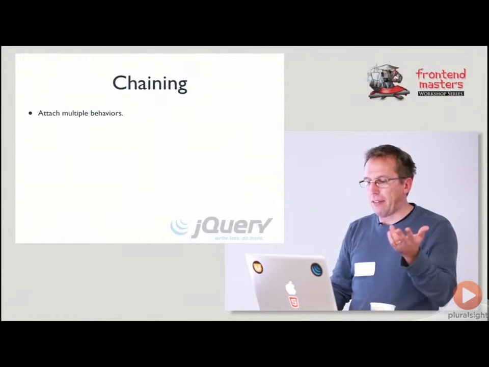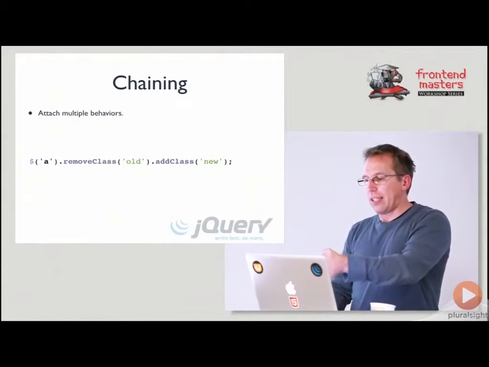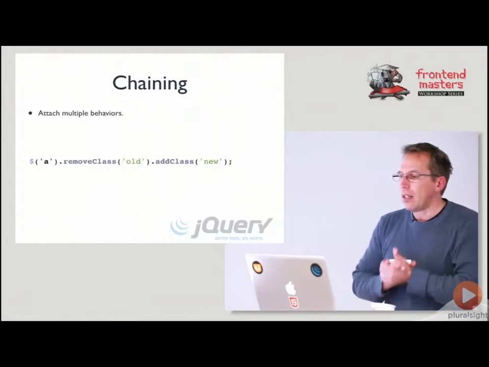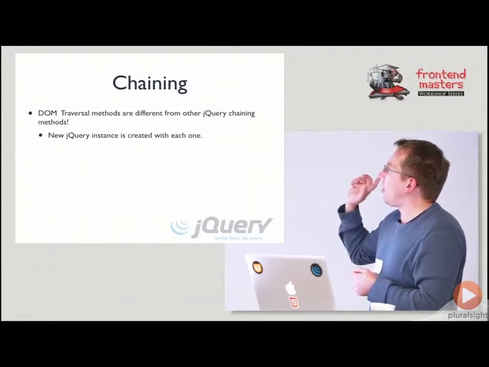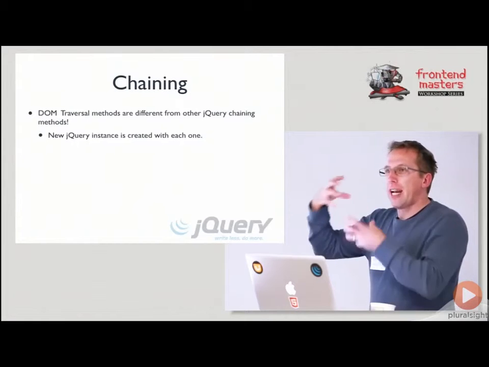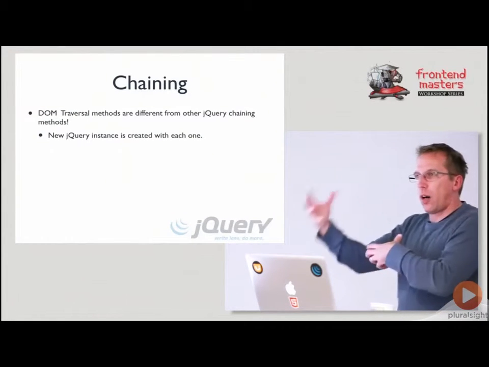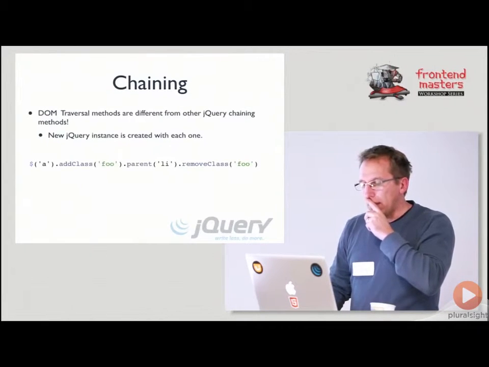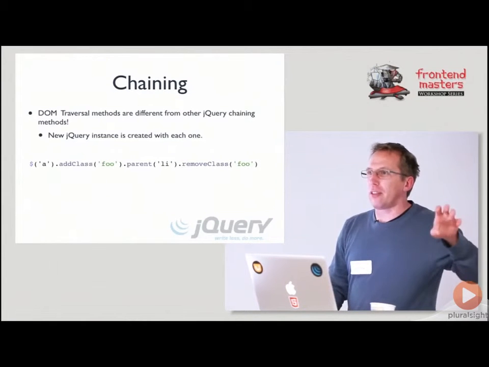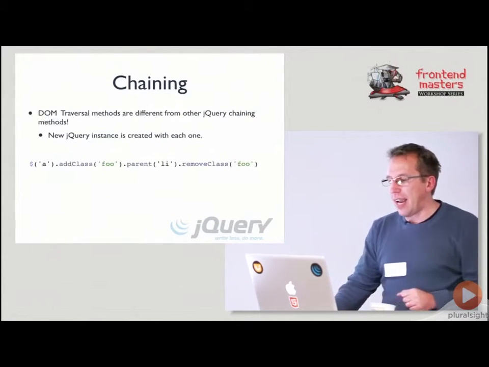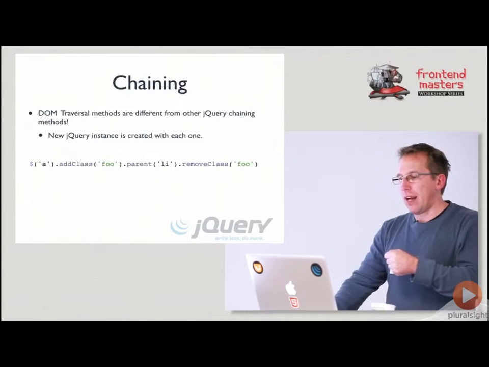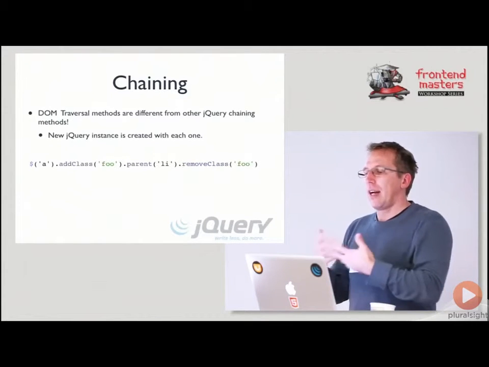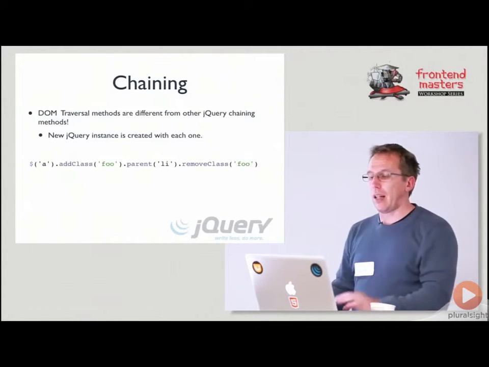Chaining allows you to attach multiple behaviors, like a.removeClass old, .addClass new. So you can keep going, right? DOM traversal methods are different from other jQuery chaining methods. A new jQuery instance is created with each one. Why does that matter? Well, it allows you to move backwards later. So you could say a.addClass foo, right? And then .parent li, and now you have this new jQuery collection. And then .removeClass foo, so you're removing it from the li.